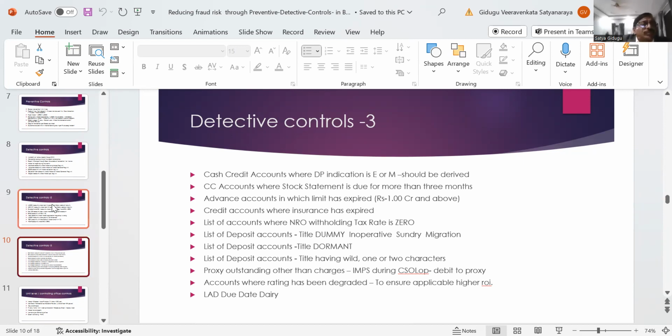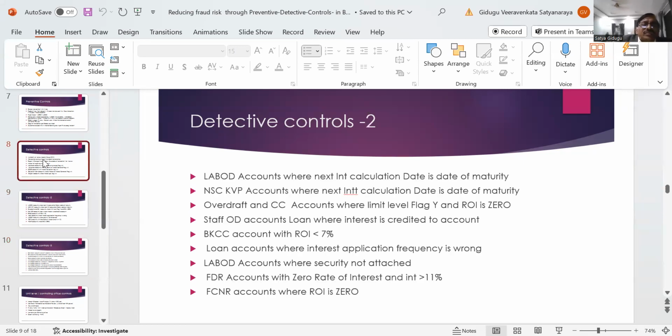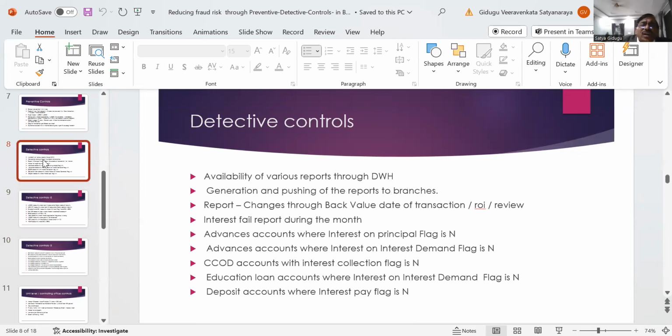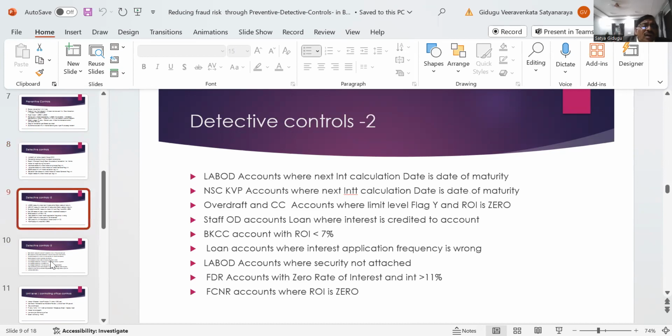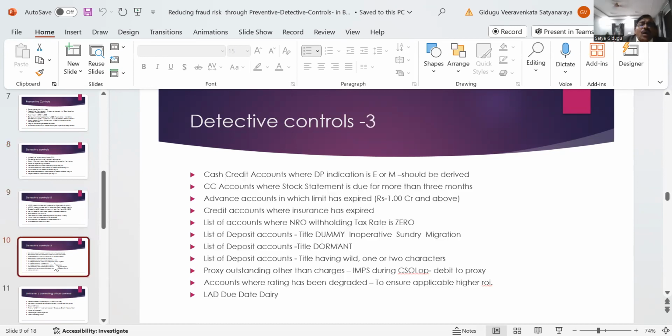You go through the list. Various reports: availability of various reports from the data warehouse, generation and pushing of the reports to branches, value date transactions done, interest value report, advance accounts where interest on principal flag is no, advance accounts where interest on interest demand flag is no. These are certain detective controls I have given you in the banking scenario. Such kind of detective controls you can do in your manufacturing.